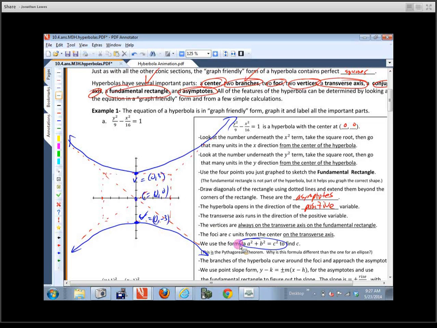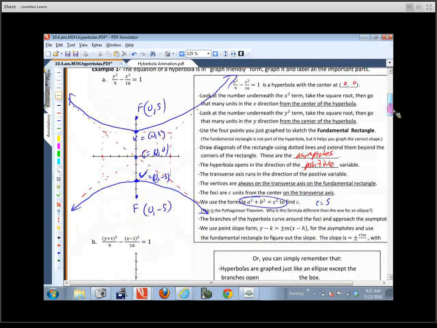So in this particular case, if we add those together, what do we get? 25, and then we take the square root. So in this case, C is going to be 5. So that means I'm going to go up 1, 2, 3, 4, 5. I'm going to put a focus right there. And 1, 2, 3, 4, 5. I'm going to put a focus right there. So 0, negative 5, 0, positive 5. So there are the foci. Okay? Any questions? Okay, nearly done.